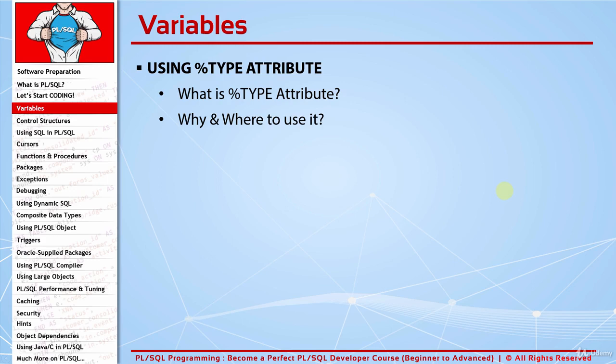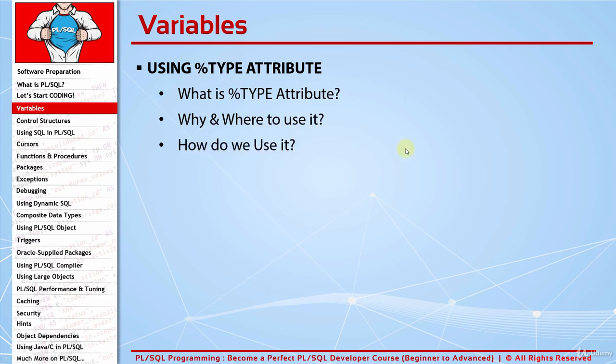So if the data type or precision of this variable or column changes, your data type automatically synchronizes itself with that type. So if you are working with a database column, I strongly recommend you to use the %TYPE attribute if you don't have any special reason.